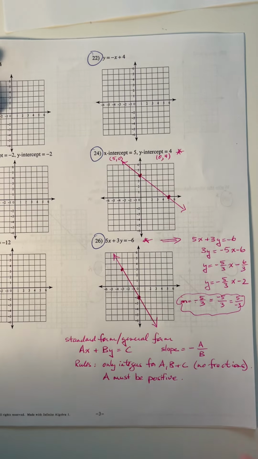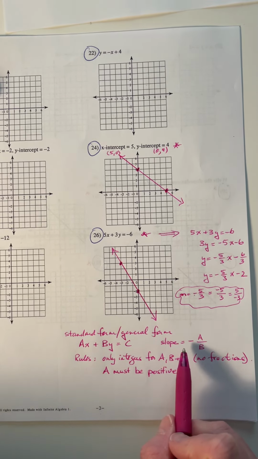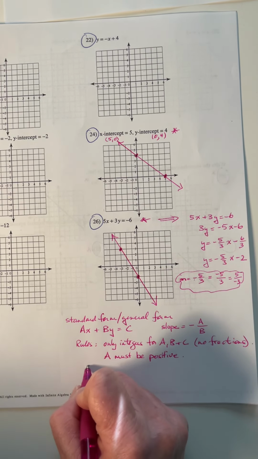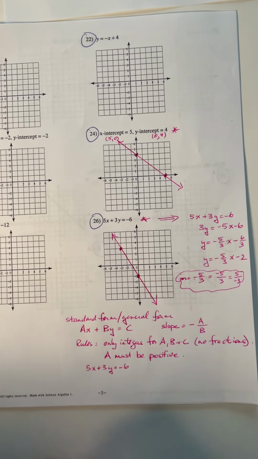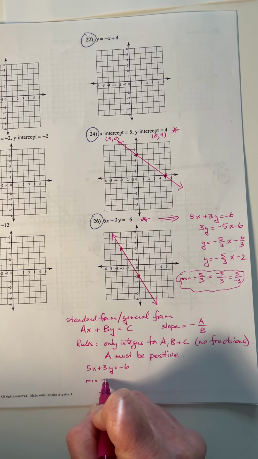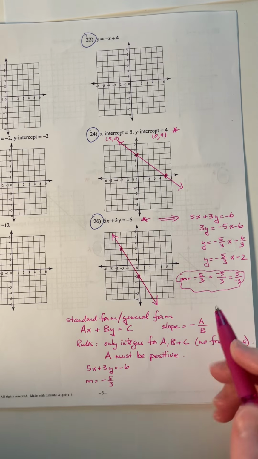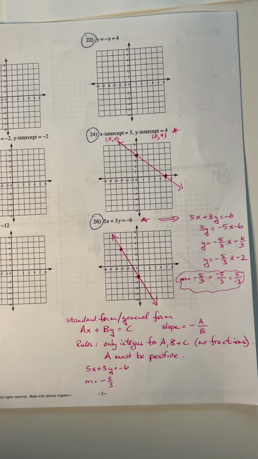All right, so let's notice back here in standard form, this function was 5x plus 3y equals negative 6. So we could say the slope is negative A over B, so negative 5 over 3, which is the same slope we had up here when we changed it around.